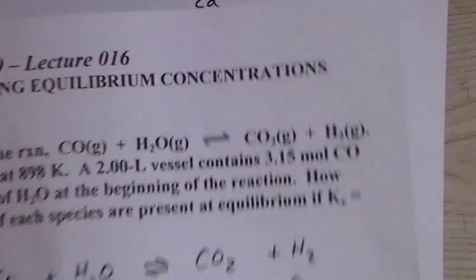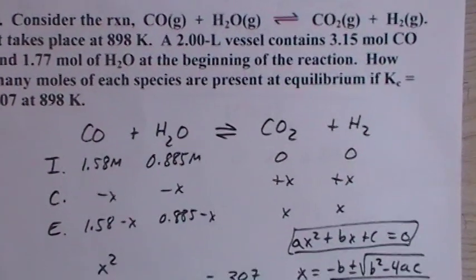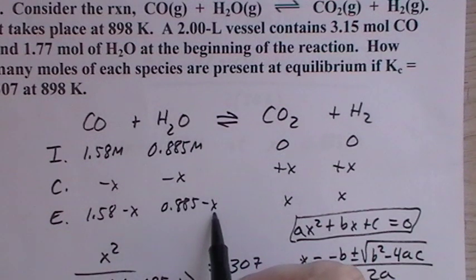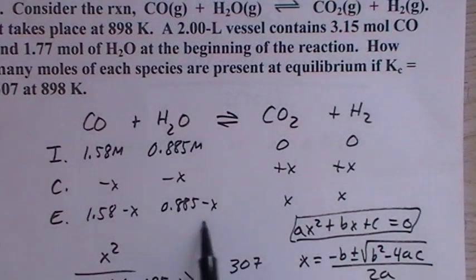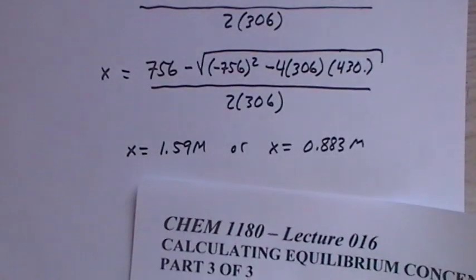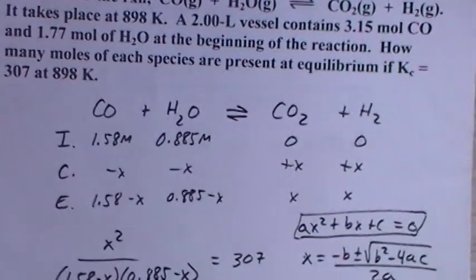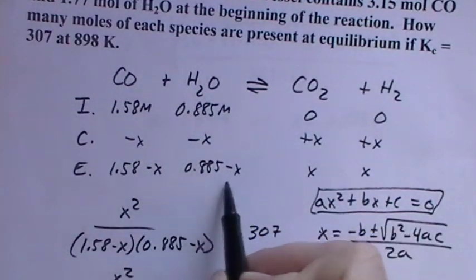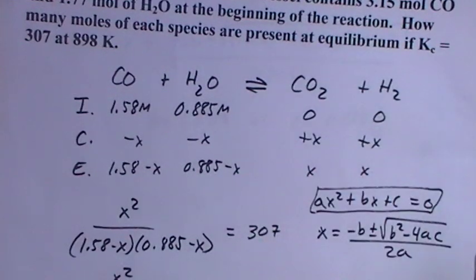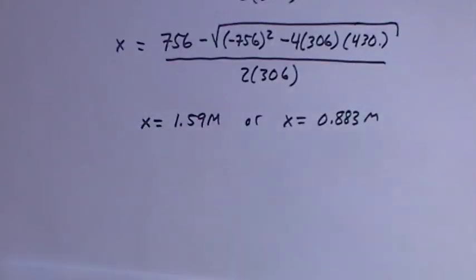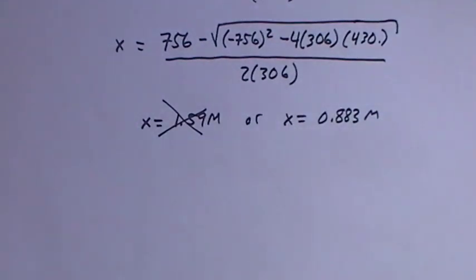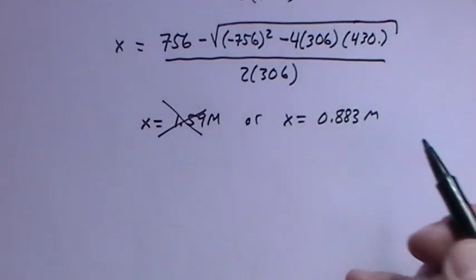Well, if we go back to our original problem here, we have 1.58 minus x and 0.885 minus x. So x is either 1.59 or 0.883. If we put 1.59 here, we'd end up with a negative concentration. Well, we can't have a negative concentration. We don't know what that means. We have to have a positive concentration. So just putting in this first term, we see that we'd get a nonsensical answer. We'd get a negative concentration. But this 0.883 fits the bill.